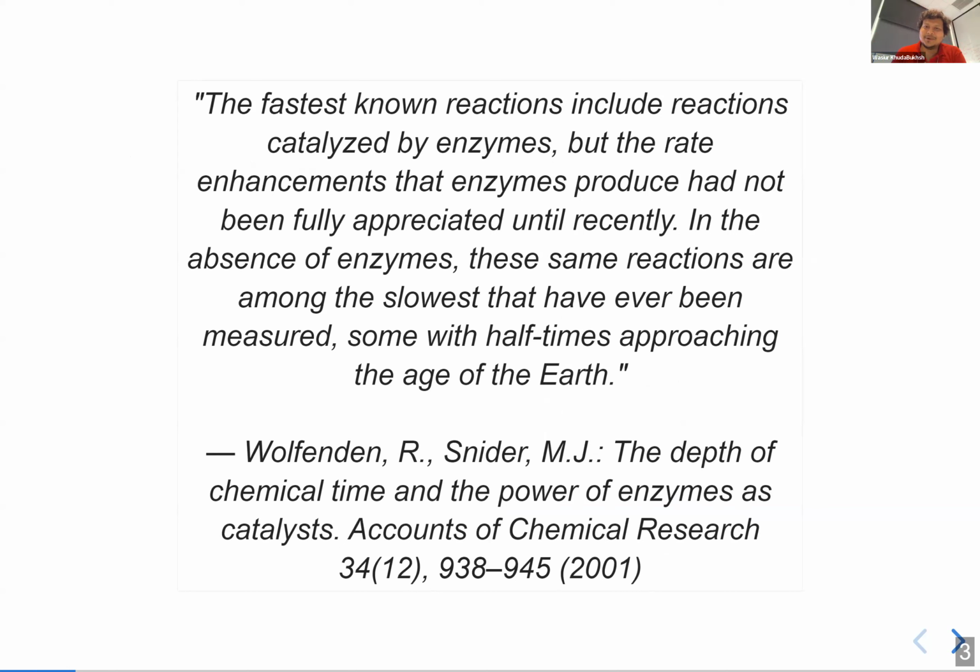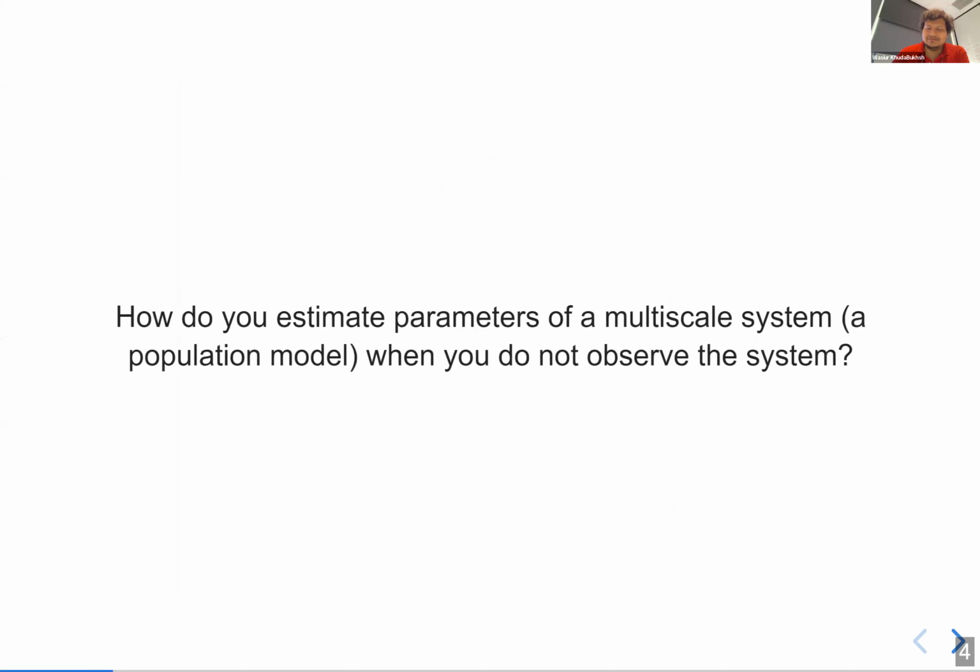So I'll start with this quote by Wolfenden and Schneider about multiscale reactions and how different the reaction rates could be. It says that the fastest known reactions include reactions catalyzed by enzymes. But the rate enhancements that enzymes produce had not been fully appreciated until recently. When you don't have enzymes, some of these reactions could be among the slowest that have ever been measured, with half times approaching the age of Earth. So you can see that when you have enzymes, they are really, really fast.